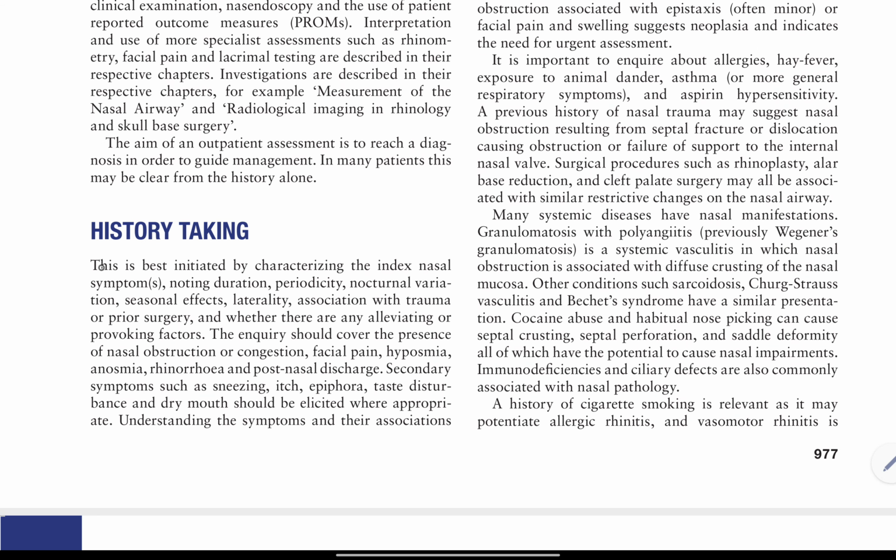History taking. This is best initiated by characterizing the index nasal symptoms, noting duration, periodicity, nocturnal variation, seasonal effects, laterality, association with trauma or prior surgery, and whether there are any alleviating or provoking factors. The inquiry should cover the presence of nasal obstruction or congestion, facial pain, hyposmia, anosmia, rhinorrhea, and postnasal discharge. Secondary symptoms such as sneezing, itch, epiphora, taste disturbance, and dry mouth should be elicited where appropriate.